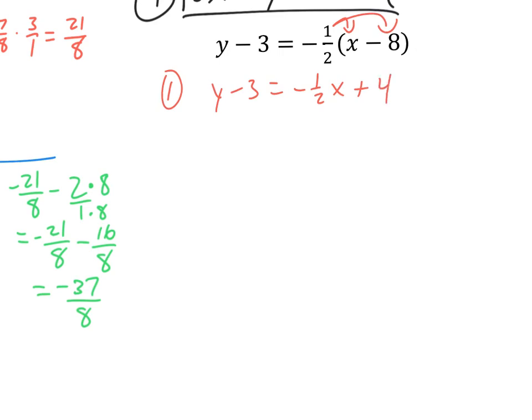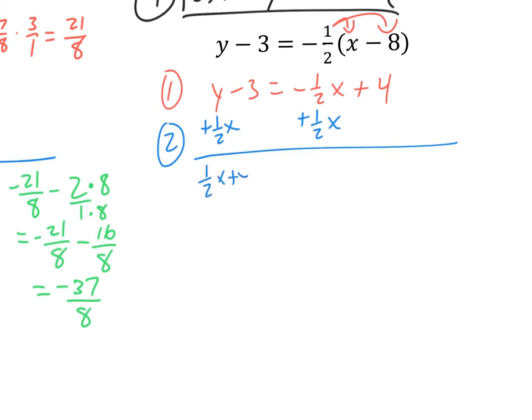Then we have step number 2, which will be to move my x term over. So I have to add 1/2 x to both sides to get rid of that. And then I end up with 1/2 x plus y minus 3 is equal to, those cancel. Now we have a positive 4 on that side.